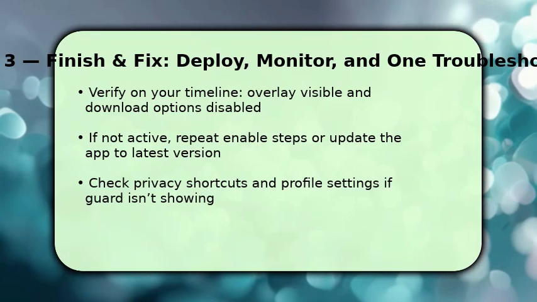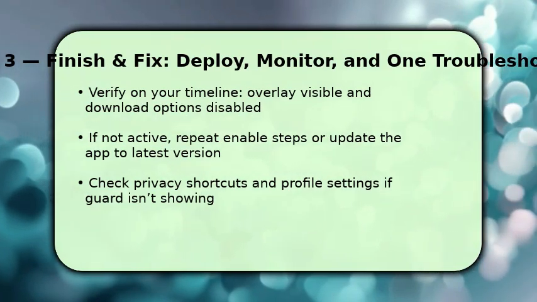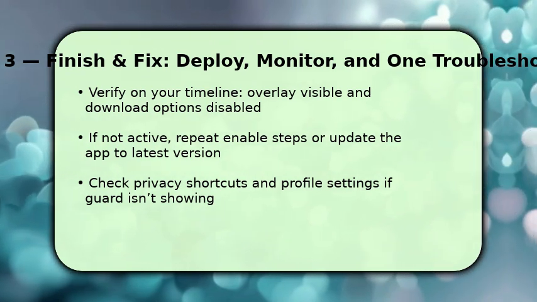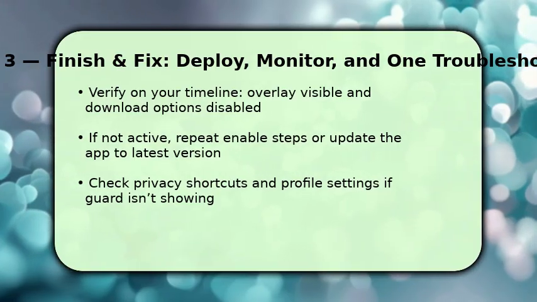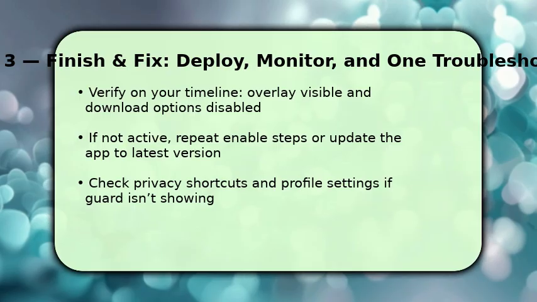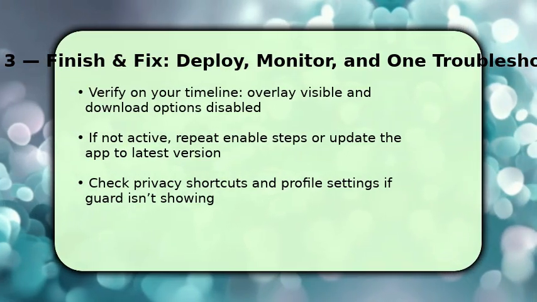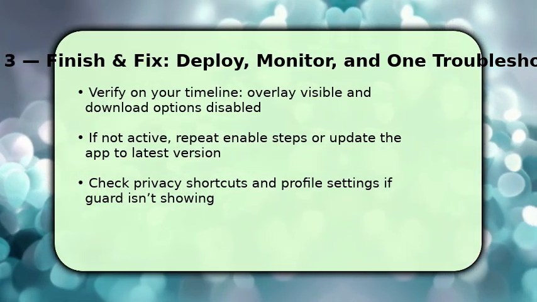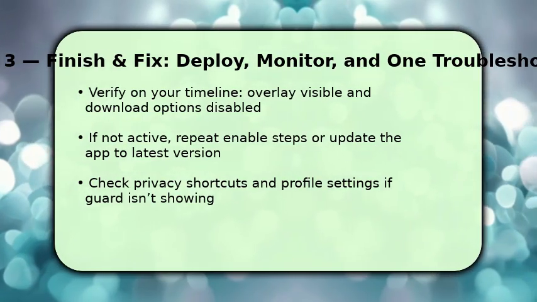Finish by checking your profile from another account or a friend's view to confirm the overlay and restrictions are active. If the guard isn't visible, make sure your Facebook app is updated, clear cache, or try the desktop site. Sometimes region or app version affects availability. If problems persist, change the picture and reapply the guard, or use privacy shortcuts to tighten profile visibility. One troubleshooting tip: update the app first. Many guard issues stem from outdated versions.